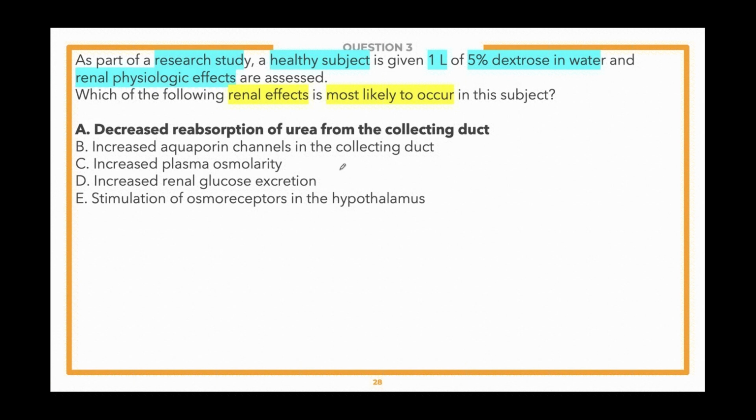And one of the ways you can also tell, if you didn't know exactly that ADH led to reabsorption of urea, is you can see that some of those answer choices all go along with increased osmolarity. So answer choice C, answer choice E, answer choice B, those would all be correct if plasma osmolarity were increased. And we know we can't have 3 correct answers here, okay? So the best answer choice here is A.